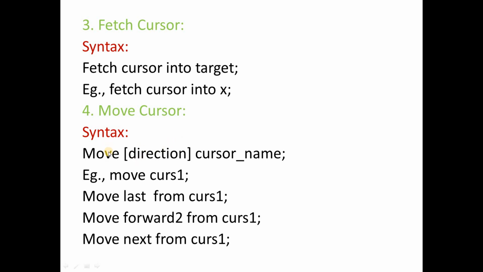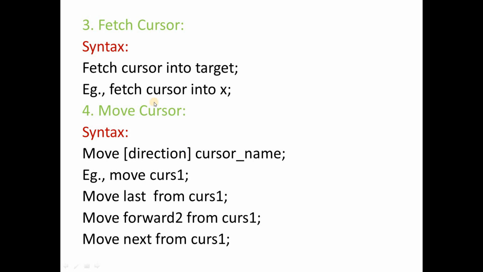So look here, this is the syntax for move cursor. The move keyword comes first. Then we have to provide a direction in which to move the cursor. That direction is specified after the move keyword, followed by the cursor name. Multiple directions are available, such as last, forward, backward, next, and so on.